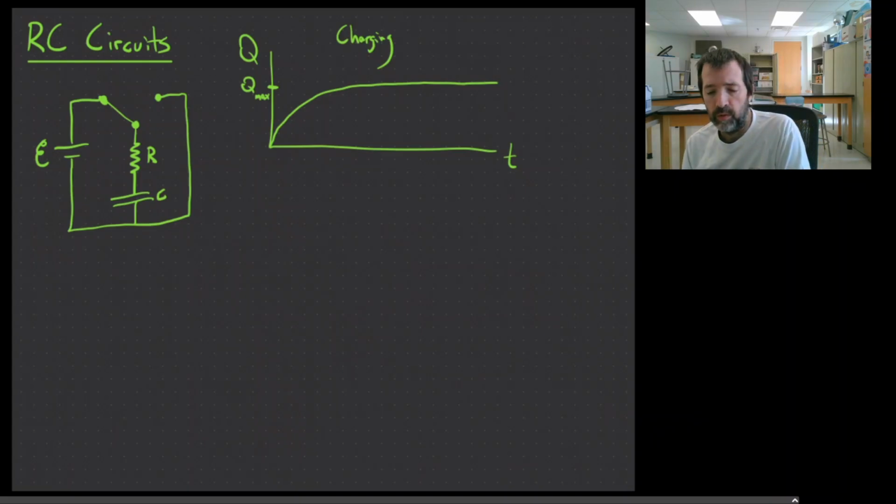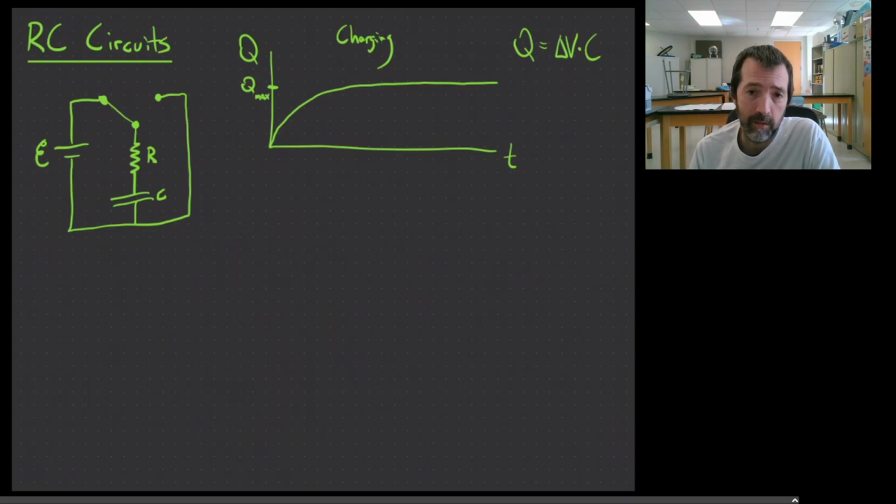The maximum Q is based on Q equals delta V C, which is basically the capacitance definition that we saw earlier. And the delta V in this particular case is going to be the EMF of the battery. But in a more complicated circuit layout, the delta V might not necessarily be the battery voltage, it might be something else. But it's the delta V that we're moving toward, basically.